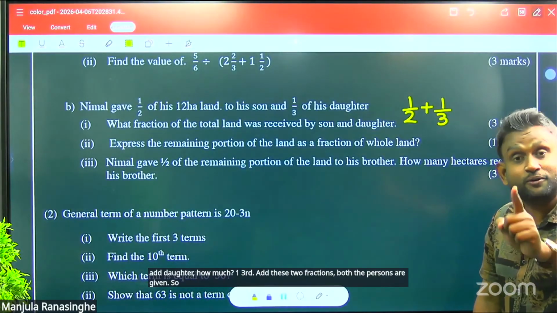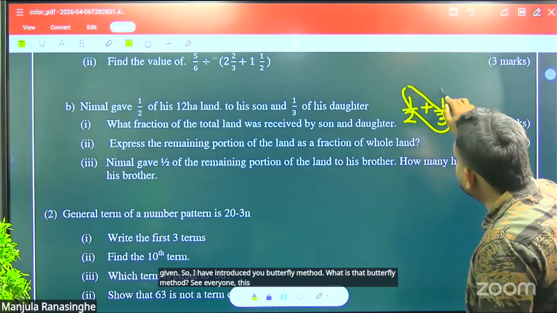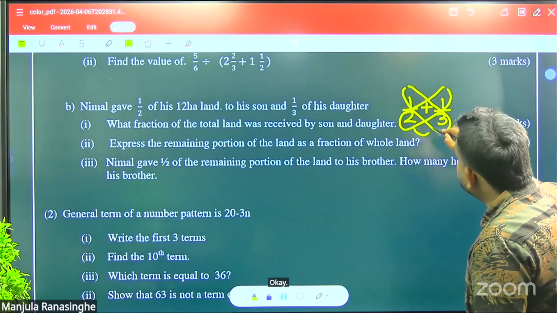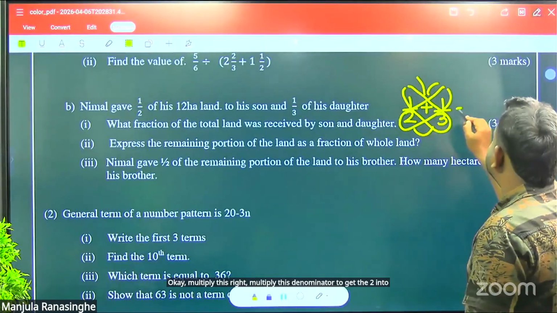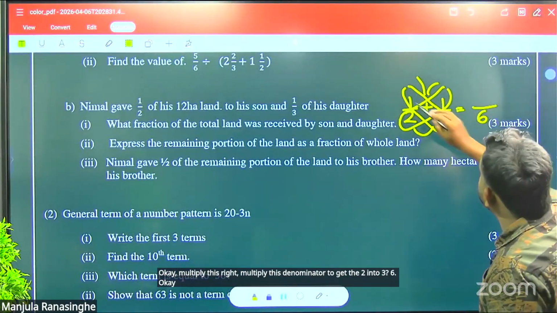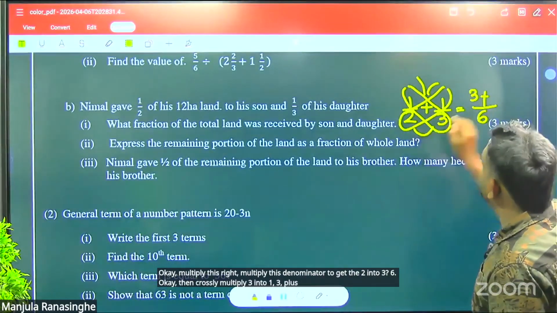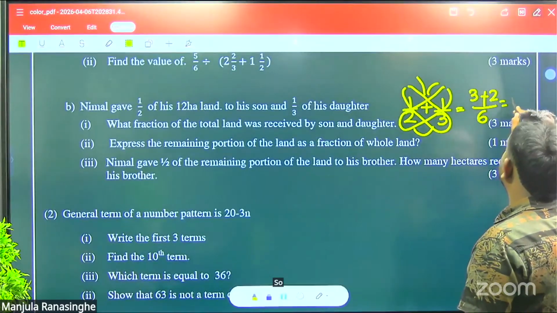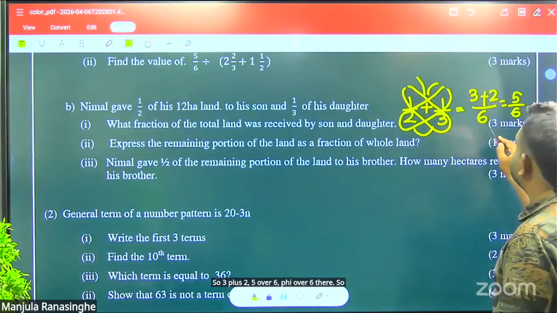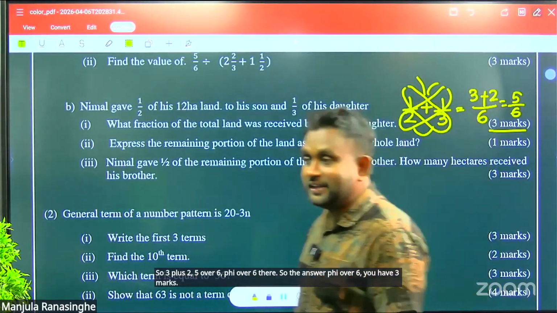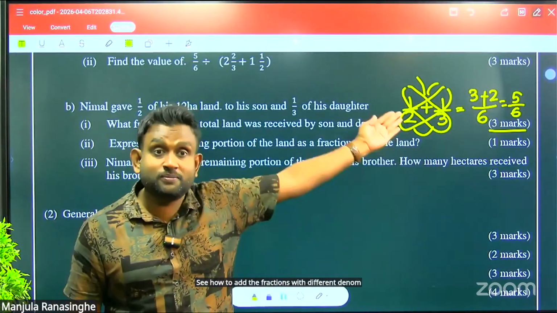So I have introduced you to the butterfly method. What is that butterfly method? See everyone, this is the butterfly. Multiply the denominators together, 2 into 3, 6. Then cross multiply, 3 into 1, 3 plus here 2 into 1, 2. So 3 plus 2, 5 over 6. So the answer is 5 over 6, you have 3 marks. See how to add fractions with different denominators by that short method.